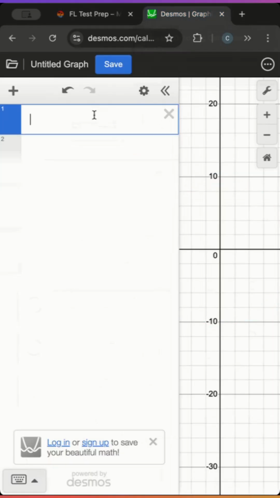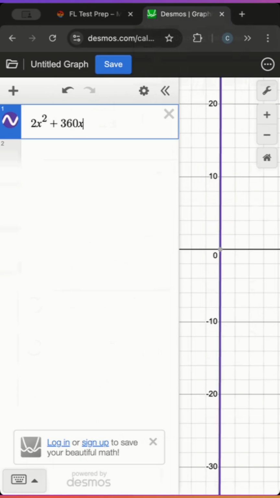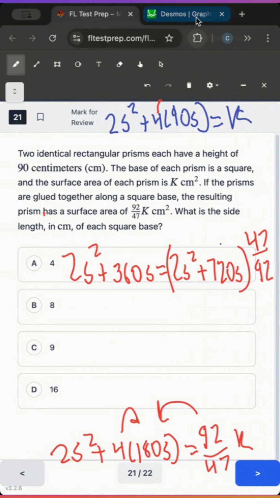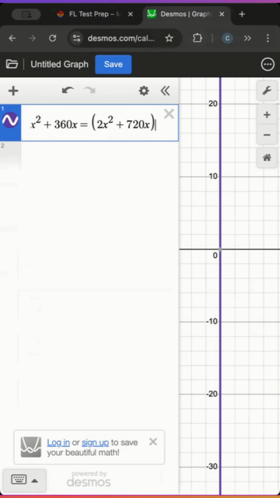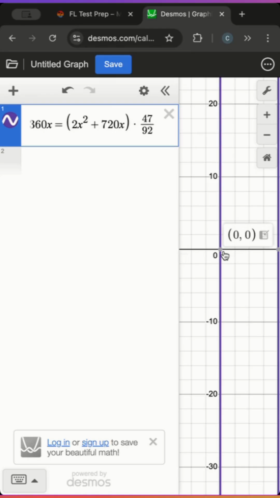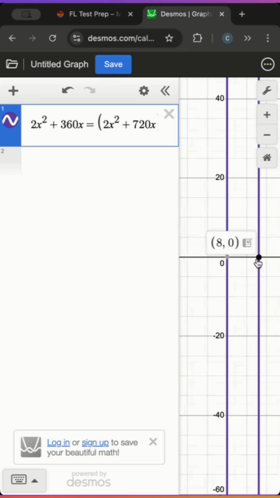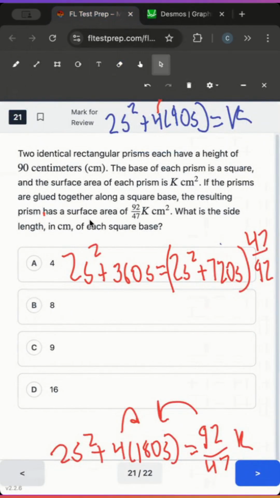And what I can do is, instead of putting s, I'm going to just make that an x. I know 2x squared plus 360x is going to be equal to 2x squared plus 720x times the reciprocal, so 47 over 92. And it gives me 0 for a value, but can I have a 0 length? No, but it does tell me my solution to this quadratic is 8. So that means the base of this rectangle, b, is 8.